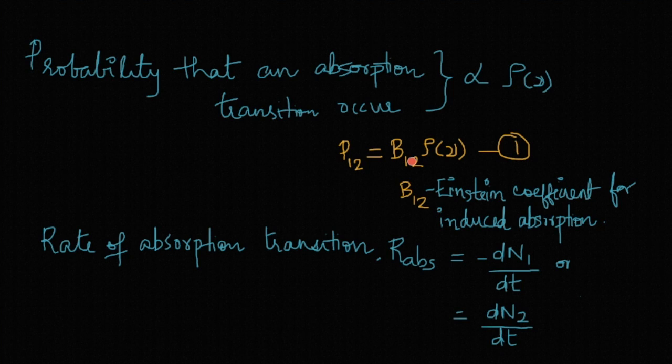Now, what is the rate of this absorption transition? Rate means the number of atoms per unit volume that undergo the absorption transition per second. As time progresses, the lower energy level will be depleted of atoms, that is, all the atoms are getting excited to the upper energy level. So there will be a progressive decrease in the number of atoms in the lower energy level, which is N1, denoted by minus dN1 by dt. The atoms go to the upper level, so there is a progressive increase in the number of atoms in the energy level E2, an increase in N2. So we have plus dN2 by dt as a rate.